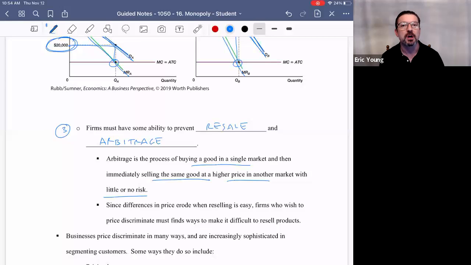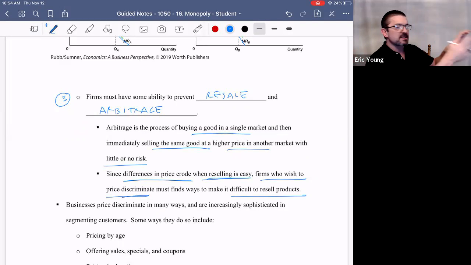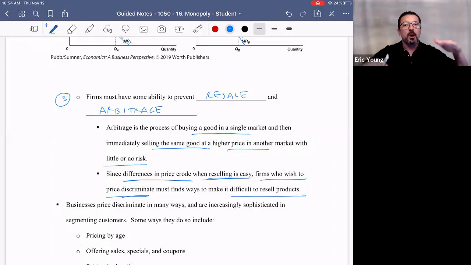Well, you can imagine from your knowledge of supply and demand and equilibrium that basically if you have easy reselling or easy arbitrage, price differences quickly erode. And therefore, to cap this off, any firm that wishes to price discriminate has to find ways to make it really tough to resell products. Because if I can easily buy it cheap in one market and sell it high in another market, those price differences will very quickly be eliminated. The gaps will be eliminated and the price discrimination ends. So it's really important that firms have an ability to prevent resale.